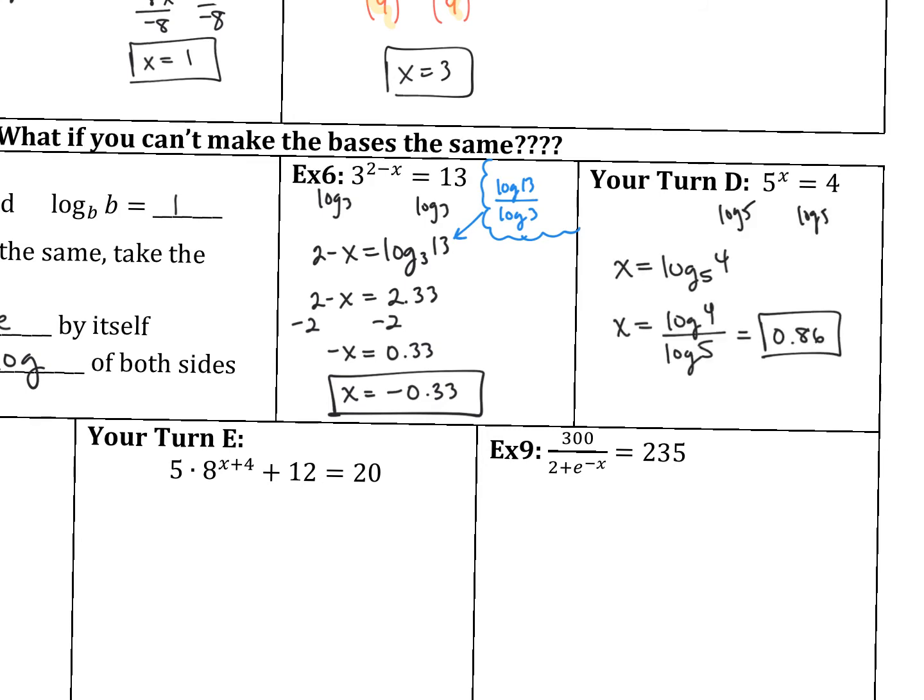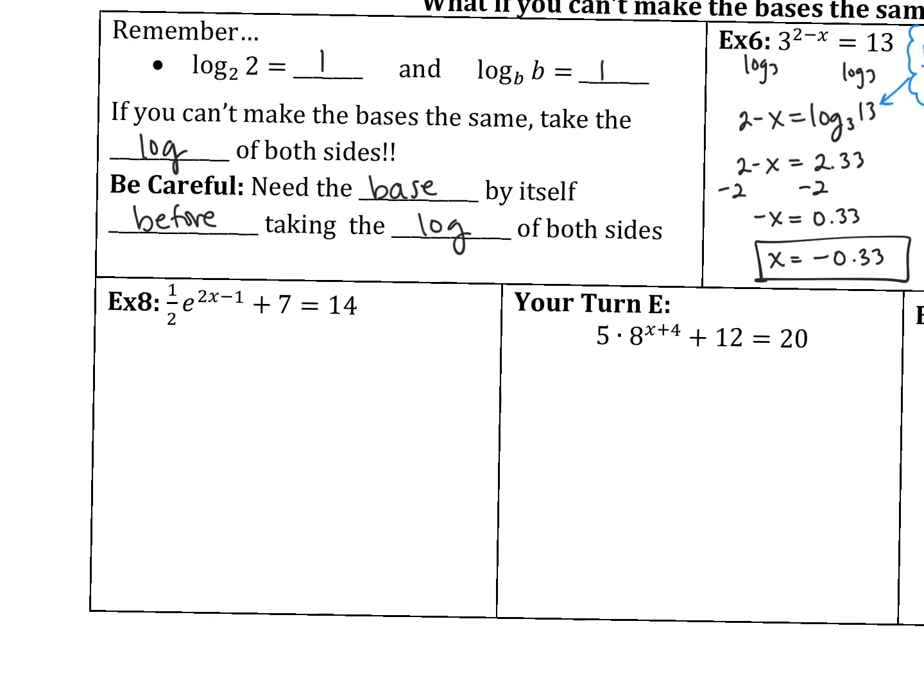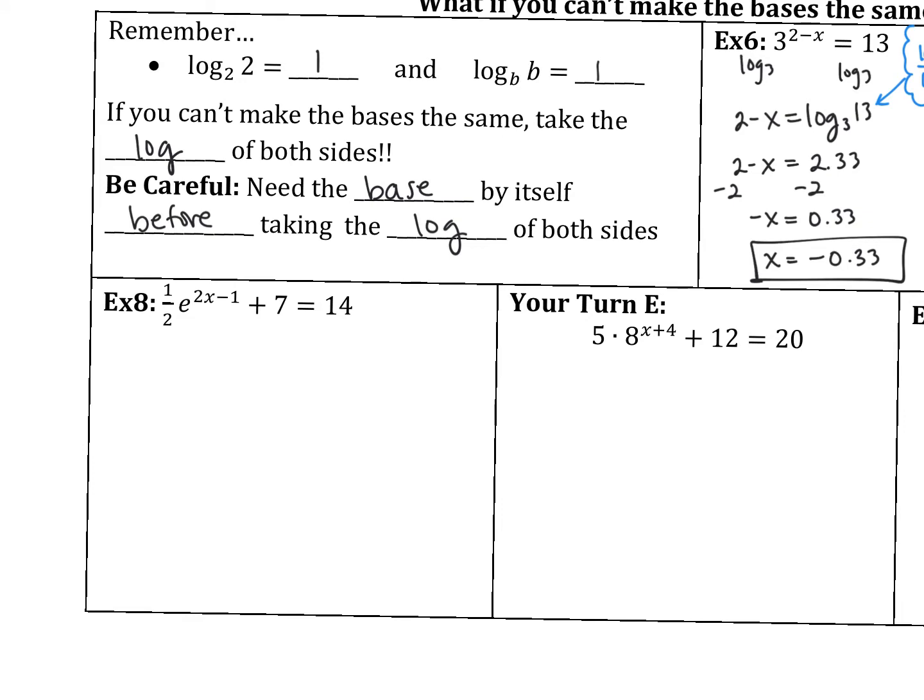Did you get 0.86? All right, let's go to the next one. Here I have to make sure I get the base by itself before I do anything. So we're going to subtract 7 from both sides, and I'll have 1/2 e^(2x-1) = 7. Multiply by the reciprocal on both sides. So I've got e^(2x-1) = 14.